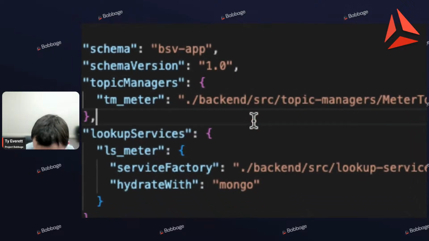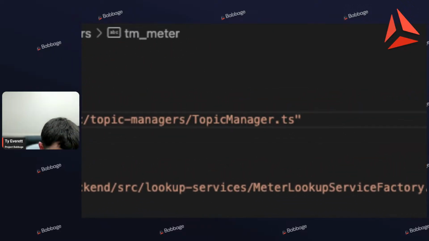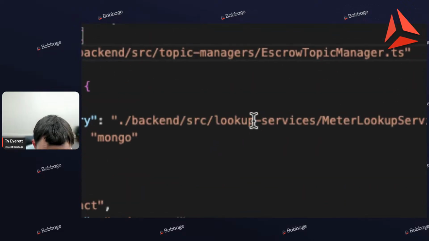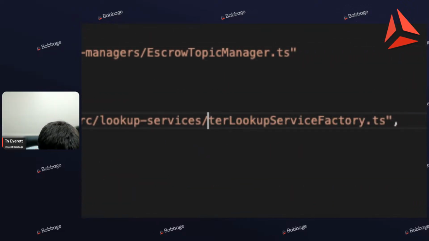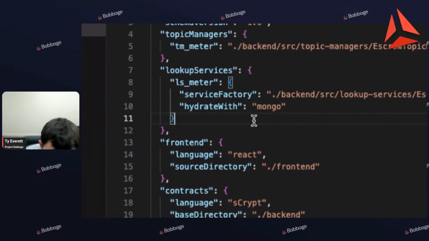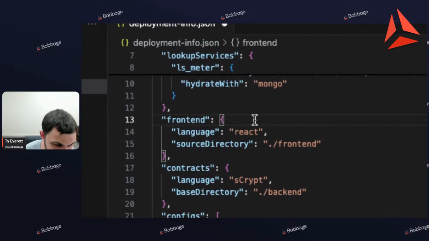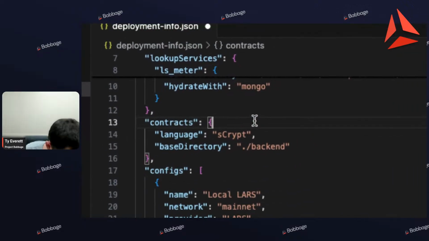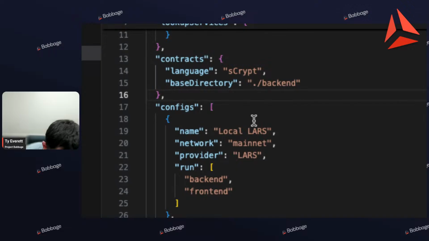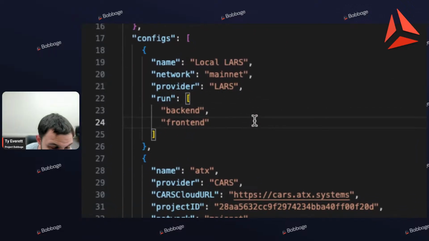So BSV app, there is a topic manager. There is a lookup service factory, hydrated with Mongo, that's going to be fine. No front end in this project. So again, using deployment-info.json, BRC 102. Check it out if you haven't. Local Lars is going to run only backend.